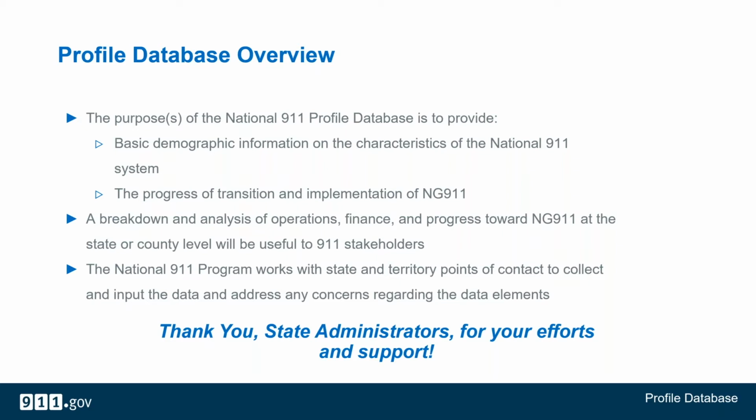The profile database assesses 56 different data elements, and they are divided up into two basic categories. The first part is your basic demographic information, the number of calls you take, the number of PSAPs you have, the certain level of service that you have, annual costs and revenues. And then the second half of the database really is providing information with regard to planning, procurement, and transition to next generation 911.